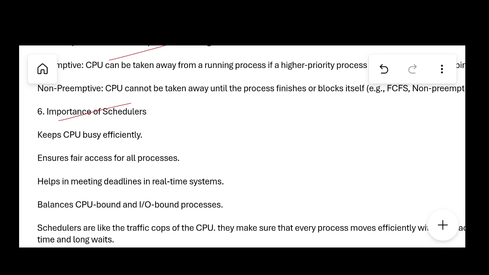In short, the long term scheduler is the bouncer at the door. The medium term scheduler is the waiter asking some customers to wait. And the short term scheduler is the chef deciding which dish to cook next. So schedulers are basically managers of the CPU cafe, making sure everyone gets served efficiently and happily.